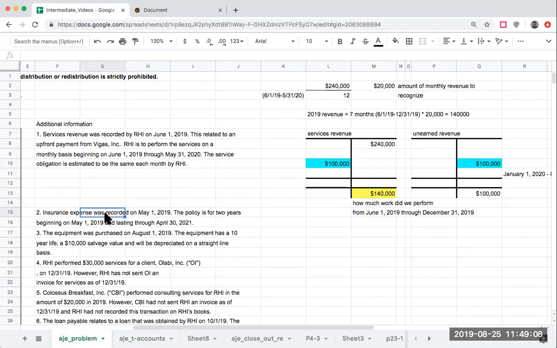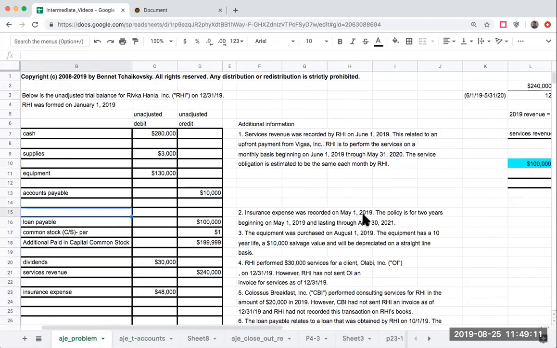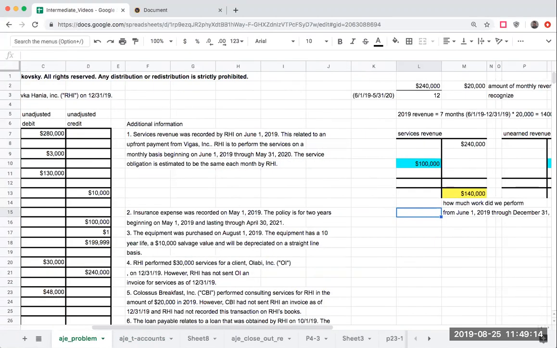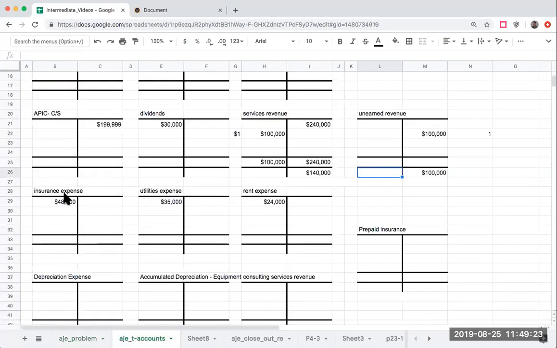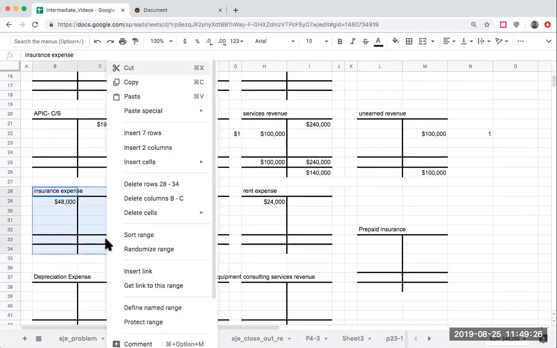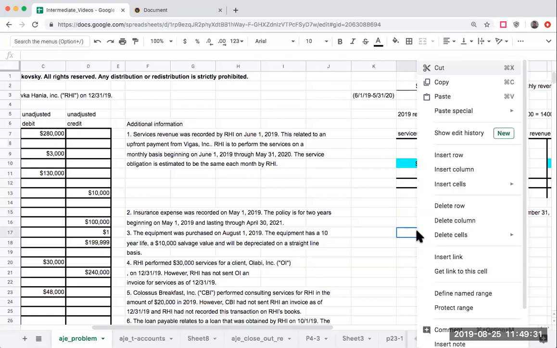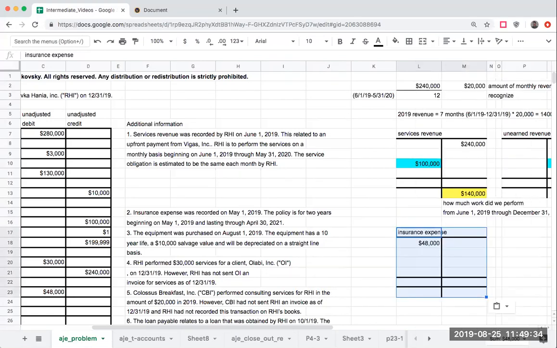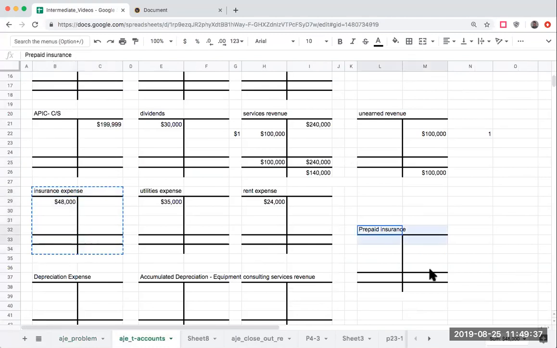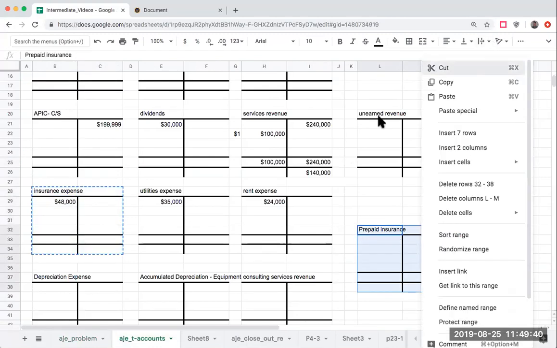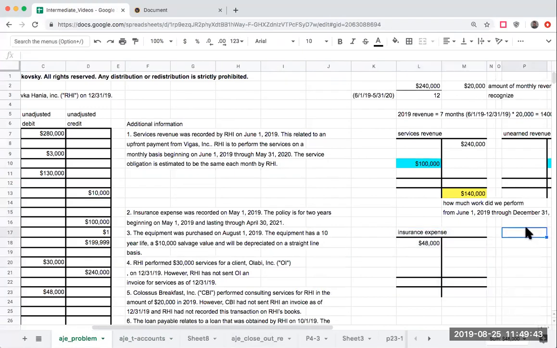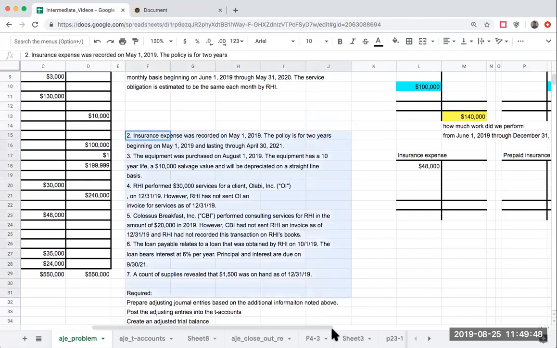Okay, number two, insurance expense was recorded on May 1st, 2019. The policy is for 2 years, beginning on May 1st, 2019, and lasting through April 30th, 2021. So I'm going to pull up here the accounts that will relate to that particular transaction, mainly insurance expense, and the other one being my prepaid insurance. And we'll show you how that interacts in a second. Let's move this down a little bit more.